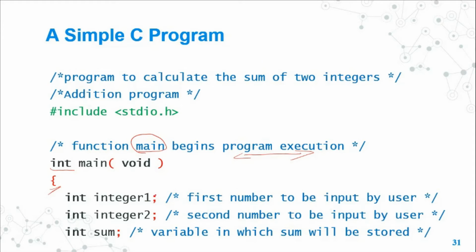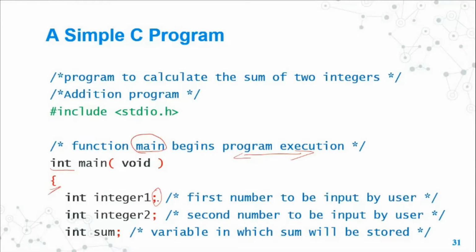Then after that there is a semicolon. In C programming, this semicolon is a must. At the end of each valid statement of the C program, you should put a semicolon. At the end of the comments, it is not required. But all the statements that should be executed by the program should have a semicolon at the end of that line. So int integer 1, then semicolon.